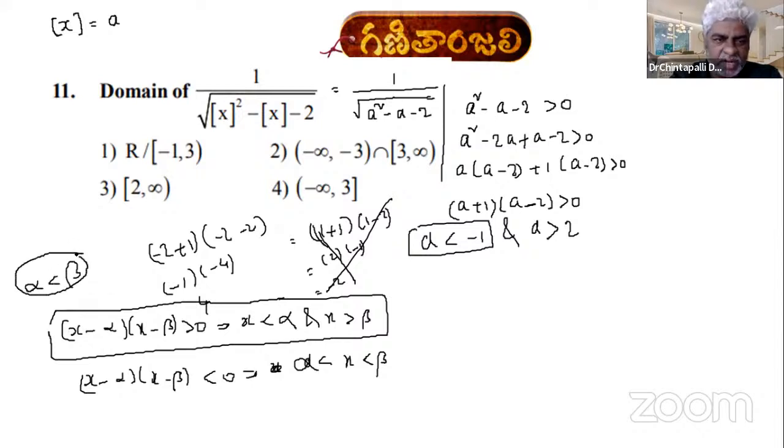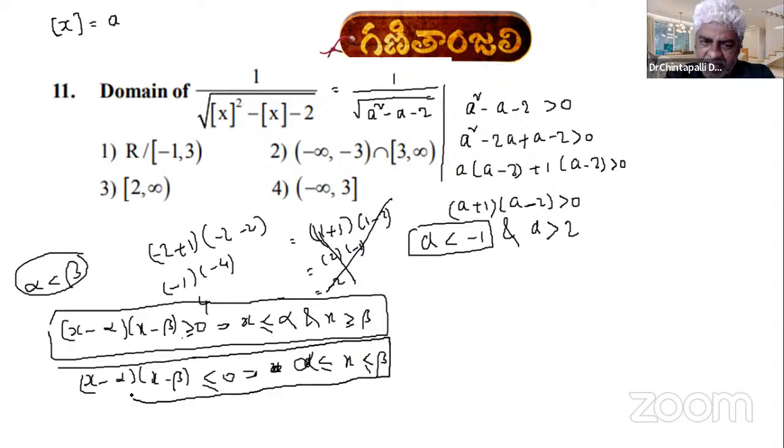Always the small number is on the left side. Alpha less than x less than beta, right? If there is an equal to, we include them. That means if it is greater than or equal to 0, we also write equal to here. If it is less than or equal to 0, it should be like this. Yeah, just use this formula. Of course, without using it, we can improve our thinking skills. That's why I didn't tell these two formulae previously.